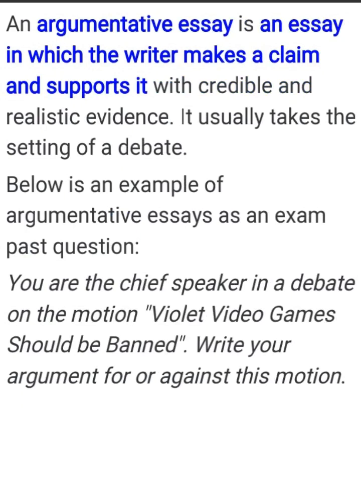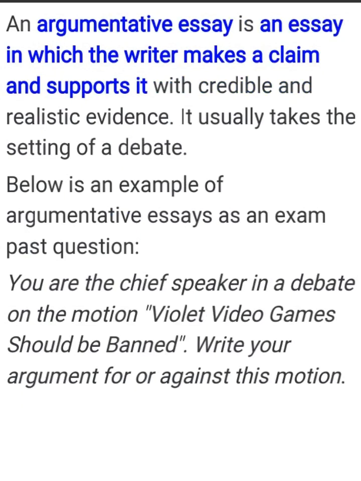The first one says, an argumentative essay is an essay in which the writer makes a claim and supports it. Yes, that's what we call debates. It's an essay in which you debate. You make a claim, then you support the claim by furnishing some evidence to back it up, credible and realistic evidence. It usually takes the setting of a debate. That's what we call an argumentative essay.